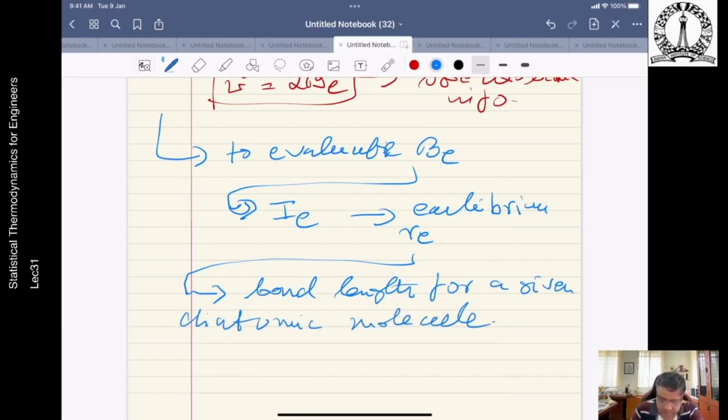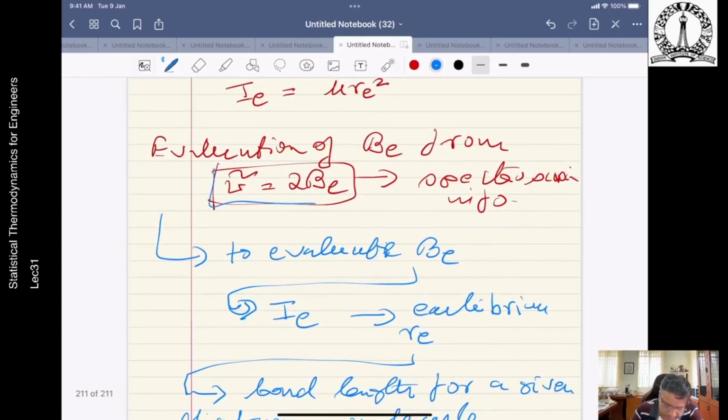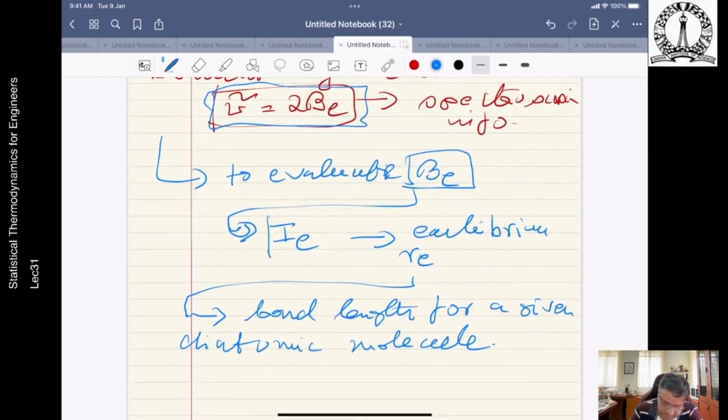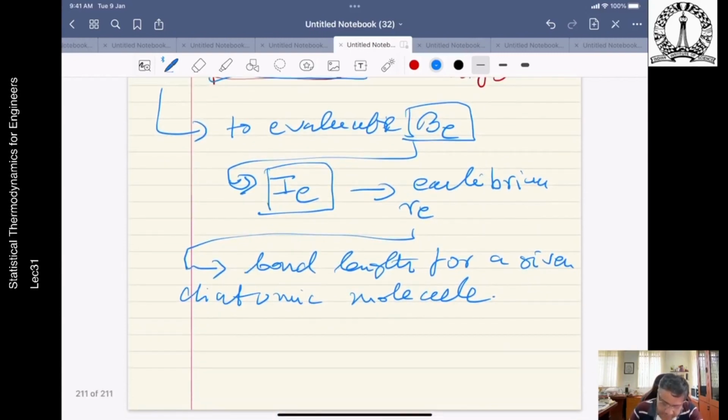Excellent, no? So just by measuring the spectrum, or the wave number of the spectrum, we can get an idea of what is going to be BE. And since BE incorporates IE, which is the only variable here, and IE incorporates the moment of inertia, which essentially involves the equilibrium internuclear separation length, this gives an idea of the bond length for any given diatomic molecule. But this is an approximate issue because we still use the rigid rotor model, which we know is not exactly correct.